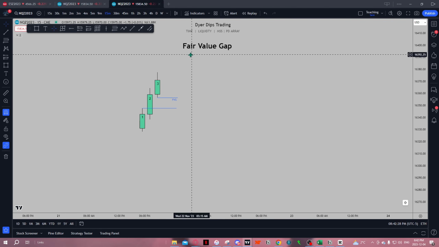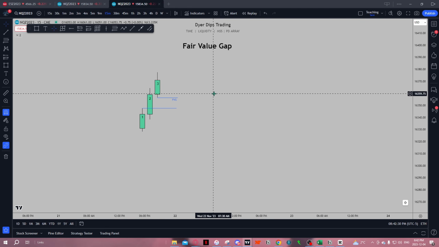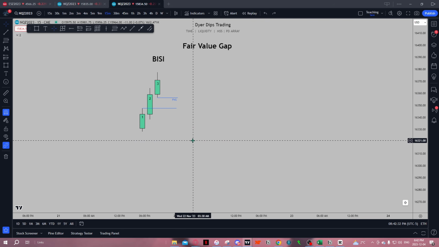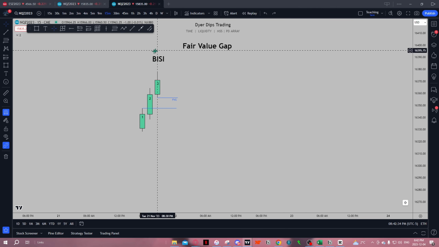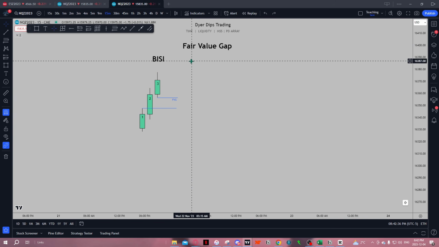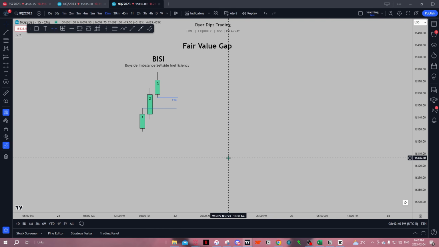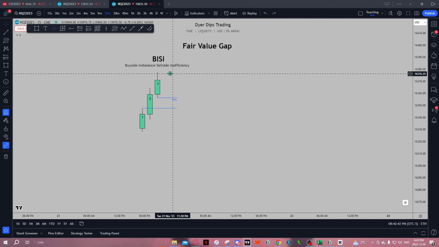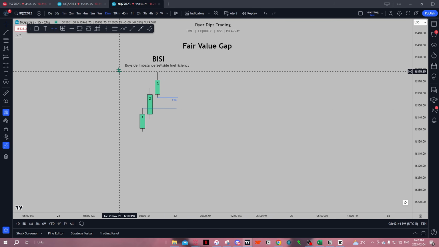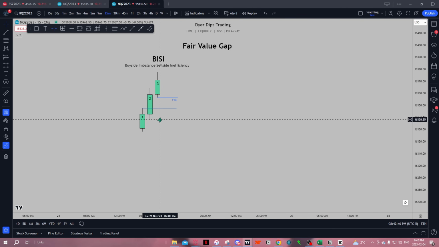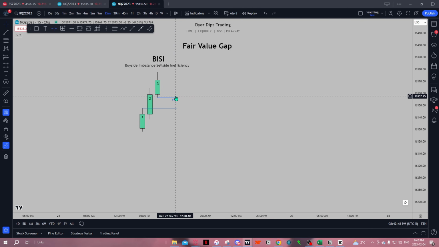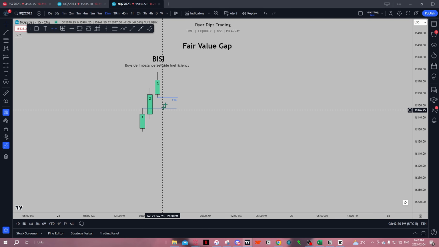Okay, so what actually is a fair value gap? The first type of fair value gap we're going to look at today is called a BISI. This is one of two potential types of a fair value gap, and what BISI stands for is buy side imbalance, sell side inefficiency. I know that sounds a little bit confusing, so for the sake of understanding what it is, essentially it's going to be a bullish fair value gap. That means that price is moving up.